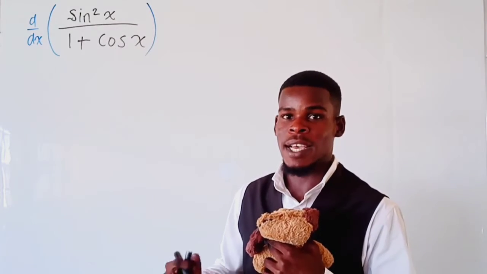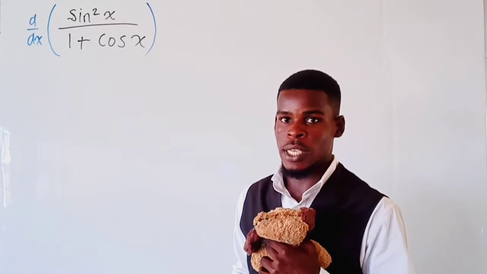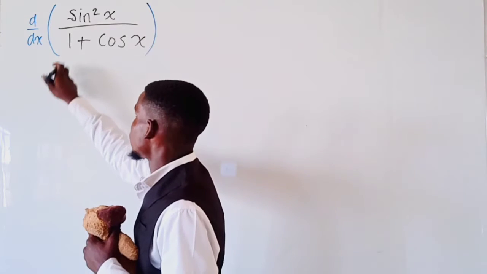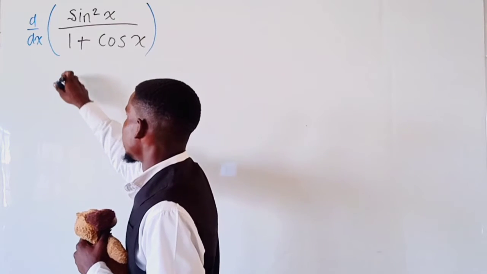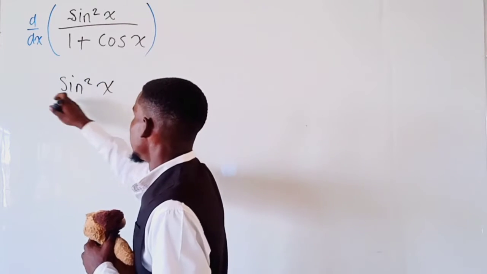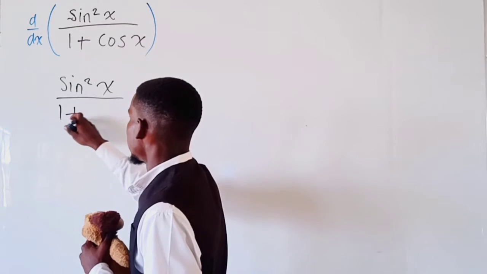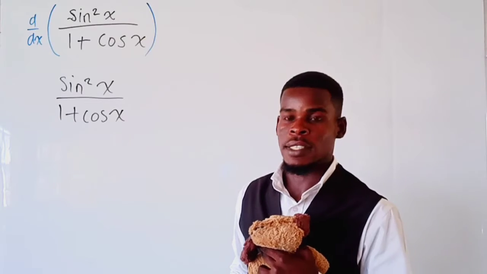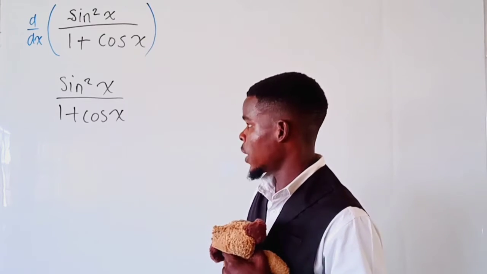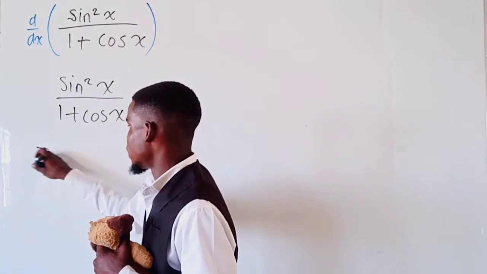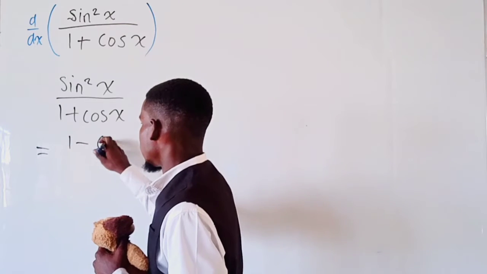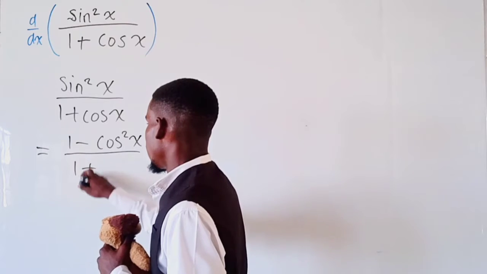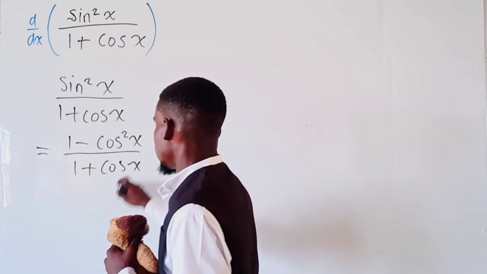So I'm going to start with the function sin squared x. Well, it is the same thing as 1 minus cosine squared x, just from basic trigonometric identities. So let me write down the function, sin squared x, divided by 1 plus cosine of x. The numerator there is the same thing as 1 minus cosine squared x, then this is 1 plus cosine x.